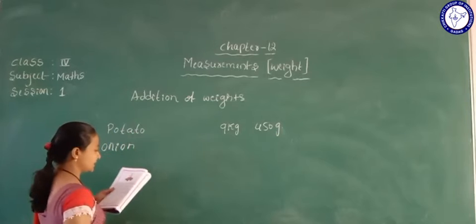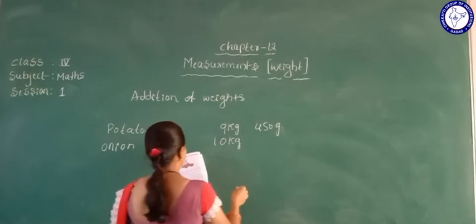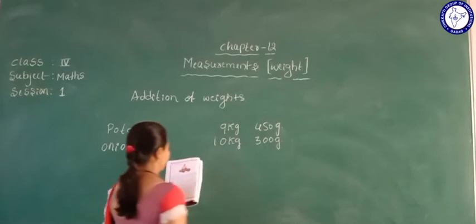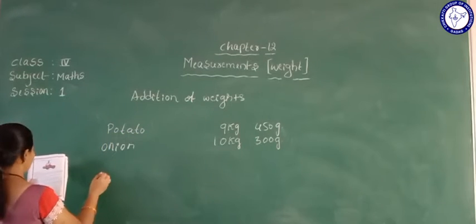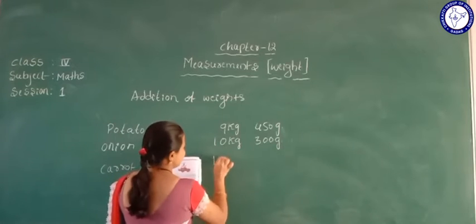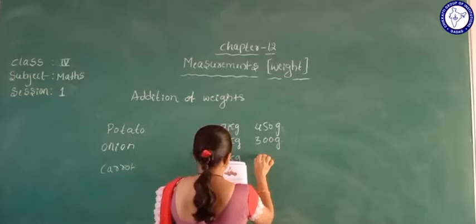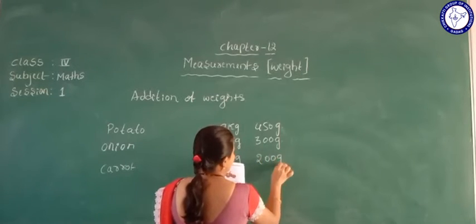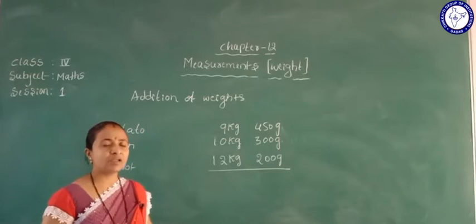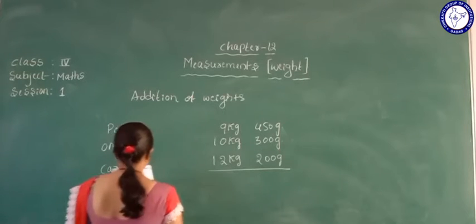Onion, how many are given here? 10 kg 300 gram. Next, that is carrot, having 12 kg 200 gram. So what will we do? Totally, how many kgs of vegetables does the vegetable seller have? Okay. Yes. Let's see the total vegetables.